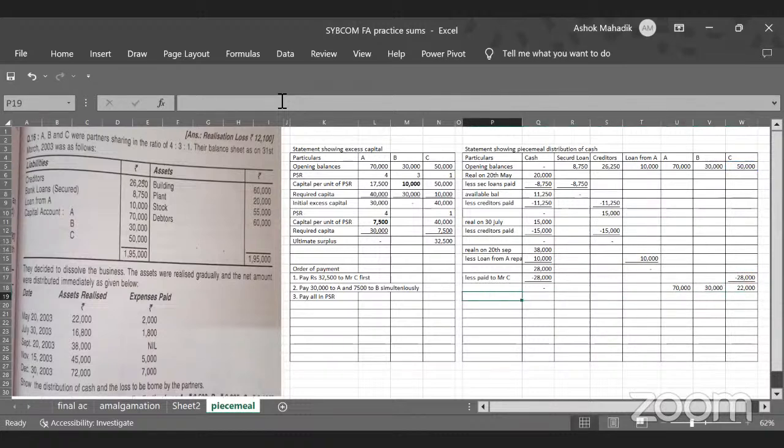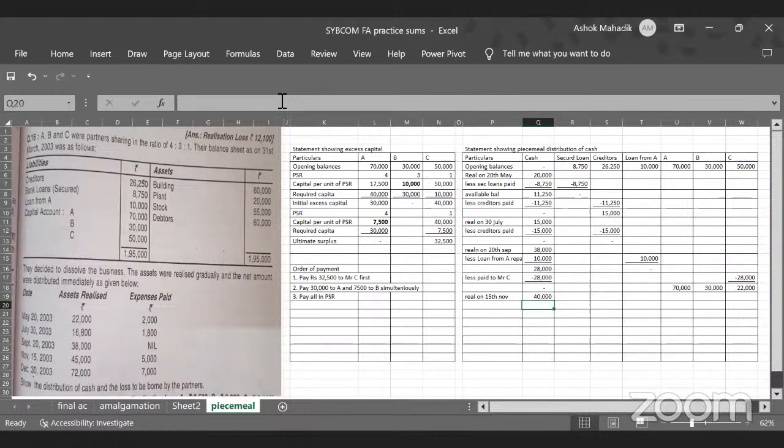Okay. Now we have to go for the next realization. It is on November 15th. So realization on 15th November. How much? 45,000 minus 5,000. So 40,000.